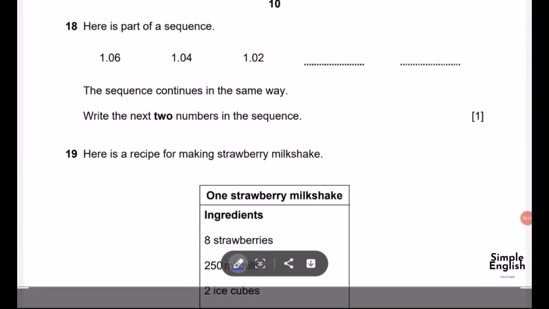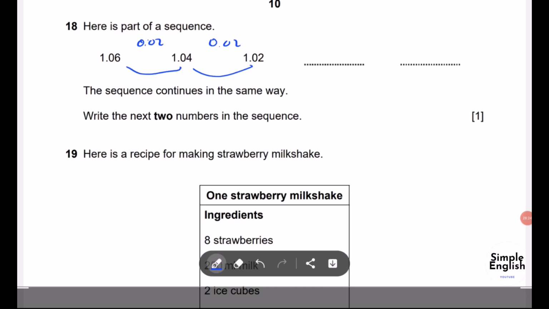Question 18. Here are parts of a sequence. The sequence continues in the same way. Write the next two numbers in the sequence. So the difference is 0.02, right? You can see that it decreases. It decreases.